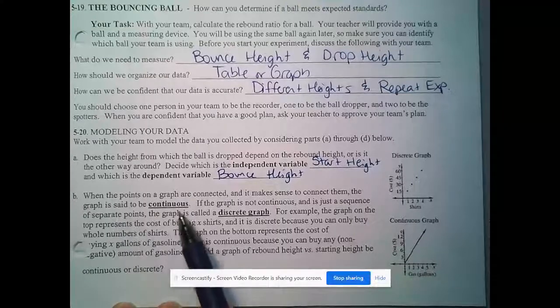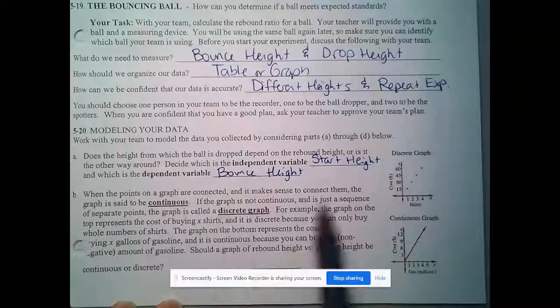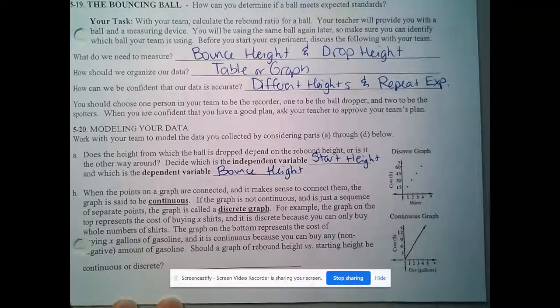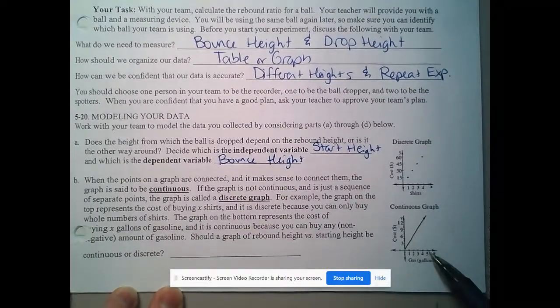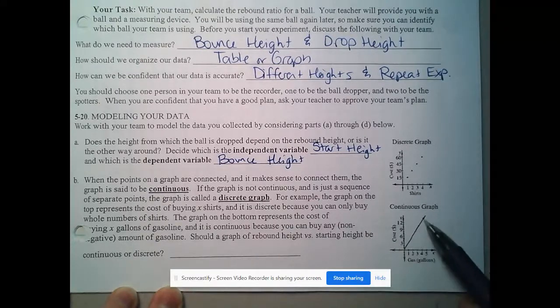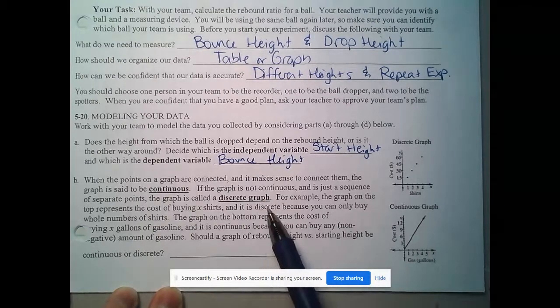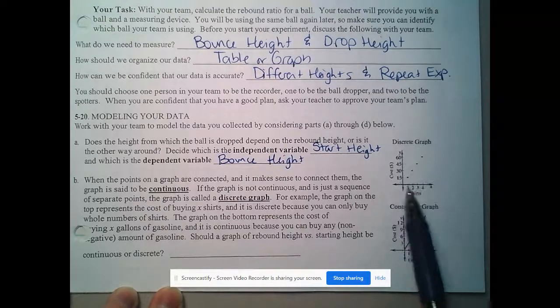When the points on a graph are connected, it makes sense to connect them. The graph is said to be continuous, but only if it makes sense to connect them. Okay? So for something down here like gas in gallons is something that we measure. And so that one is connected because we can have 1.2 gallons, we can have 2.5 gallons, and so on. But if we're buying shirts, we can buy 1 shirt or 2 shirts or 3 shirts, but we're not buying 1.5 shirts. So this one would be discrete data, for example. And so we would not connect the dots on this one because it doesn't make sense to use 1.5 in the middle.